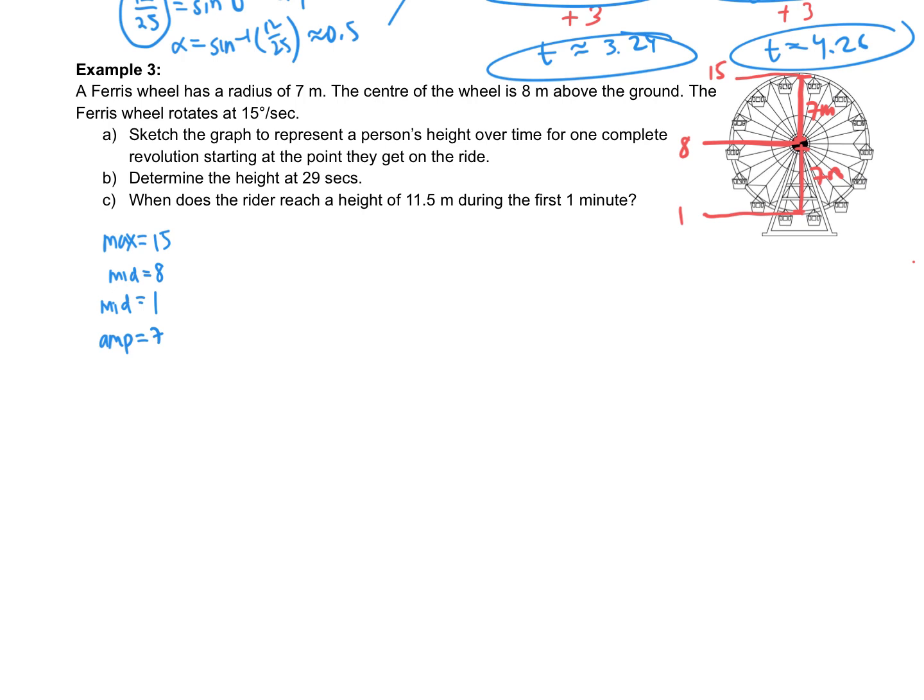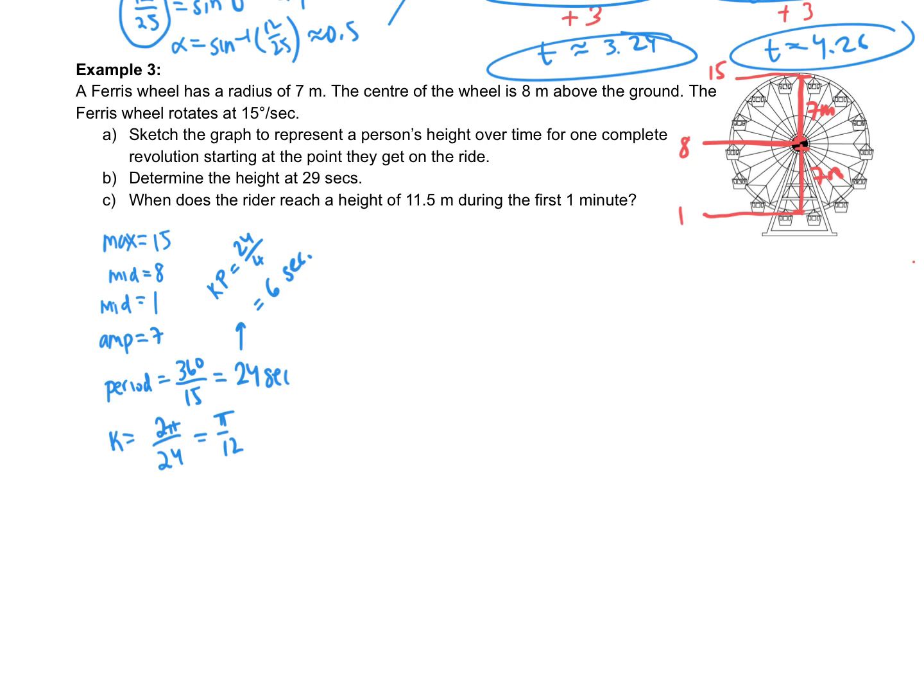The Ferris wheel rotates at 15 degrees per second. So 1 second, 15 degrees are rotated. But we know a full rotation is 360. So for our period, we can take the 360 degrees we need for one rotation and divide it by 15 degrees. And when we do that, we get 24. So that means your period is 24 seconds. So for my k value, that would be 2 pi over 24, which is pi over 12. For my actual sketch, every key point will occur, divide that period into 4 pieces, every 6 seconds.